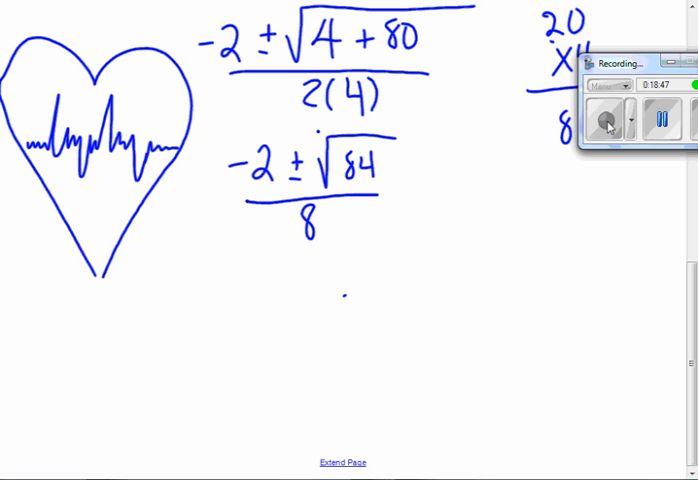Nick? This is not done. We had a worksheet like this. We have to simplify 84. Do you remember how we did that? We divided by 2, unless you know if it works. 2 goes into 84 how many times?